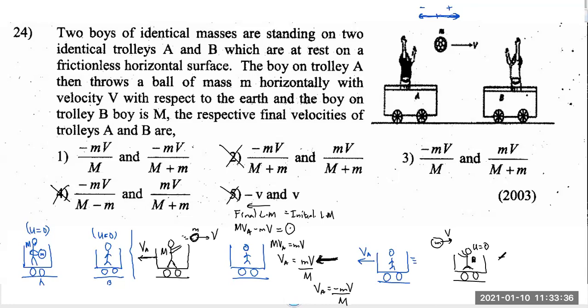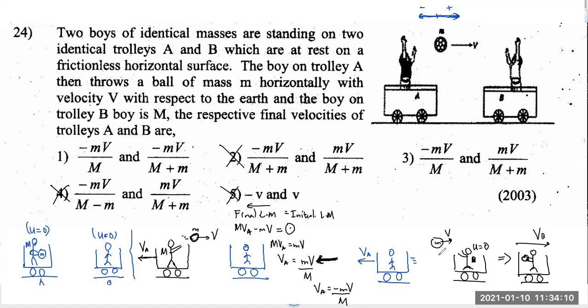Once he catches it, what will happen? Now he has caught the ball. Along with the ball, the system will now move to the right, and that will be velocity VB. Why is the system moving to the right? Because there is a momentum now. There was no momentum in this system, but suddenly when he catches the ball, he catches the momentum of the ball along with him. Therefore, the entire system has to move to the right to balance out this momentum. Hope you all understood that.